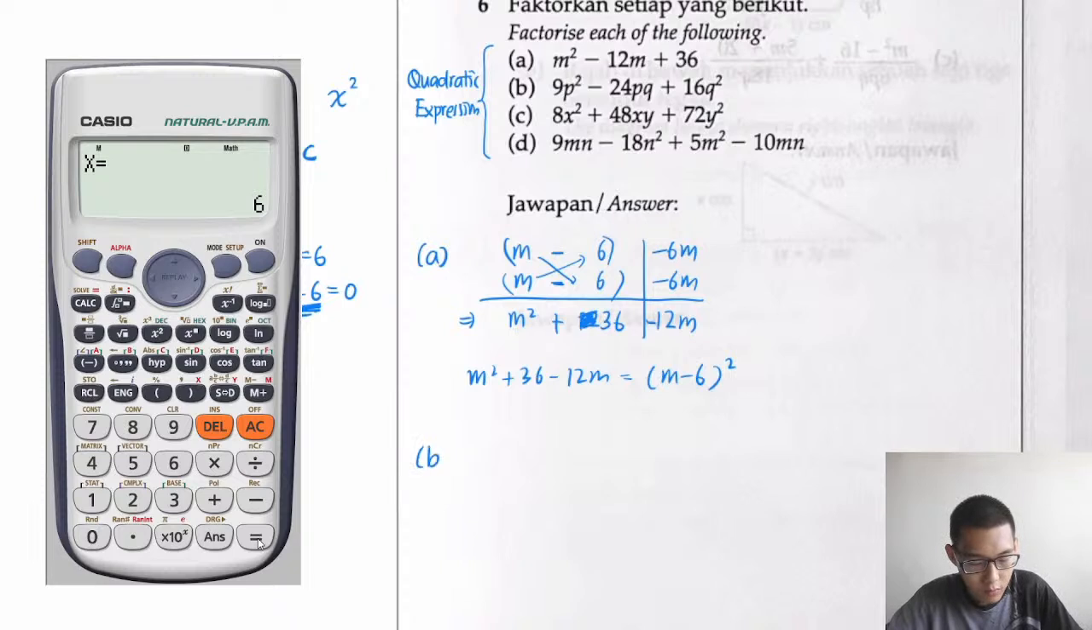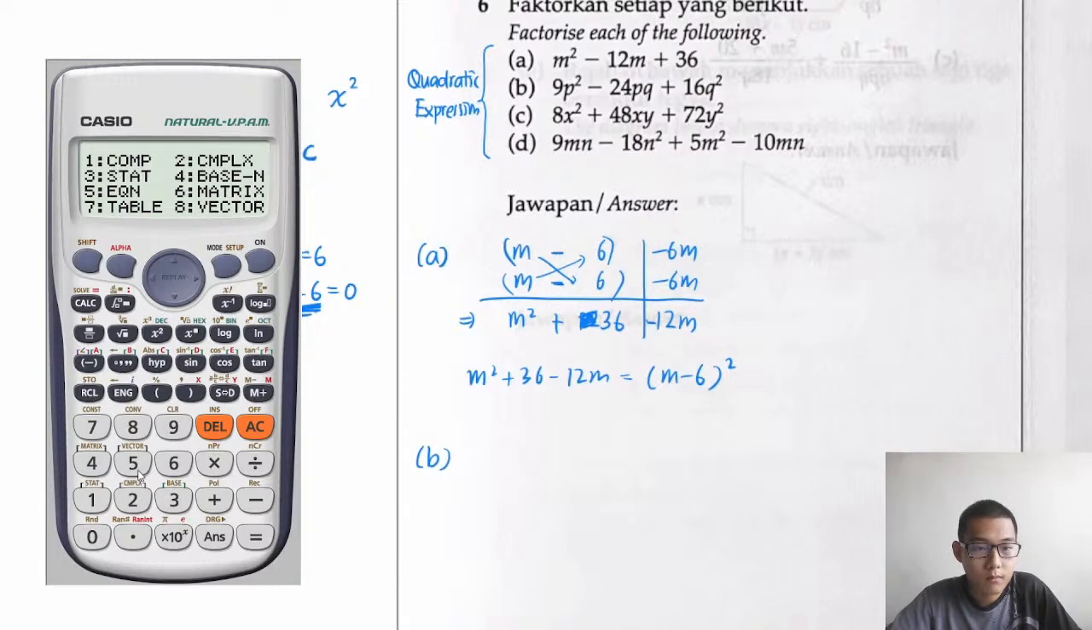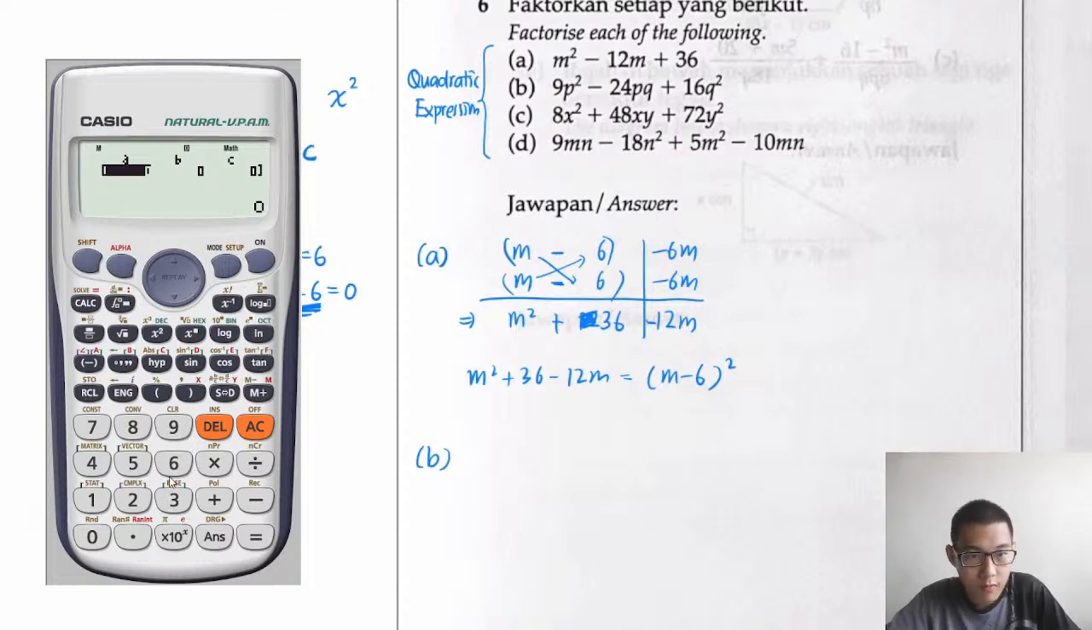Okay, for B, I will show it. So I will not describe it again. I try to start with this. Okay, ax squared plus bx plus c, so we have a equal to 9, b equal to negative 24, c equal to 16. Okay, so both are 4/3.